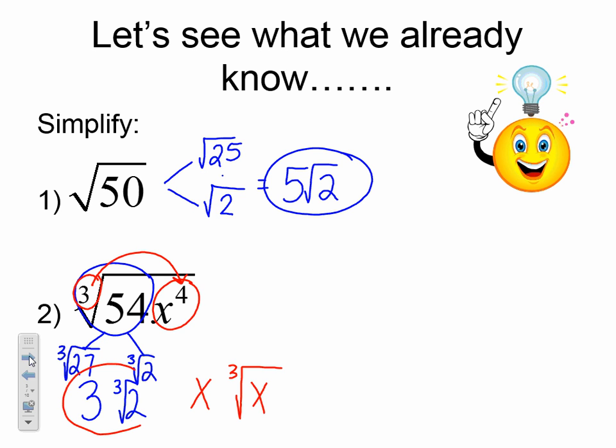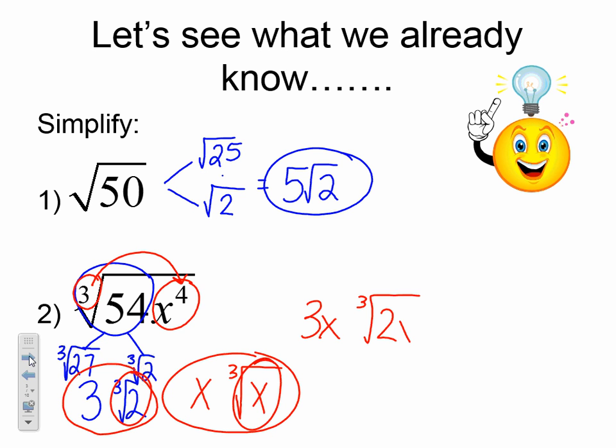So this is what I got for the numerical value. This is what I got for the variables. Now it's time to put it together. Who's on the outside then? There'd be a 3 and an x. And who's left over inside the cube root sign? There's a 2 and an x as well. So this would be my final simplified version of that problem.